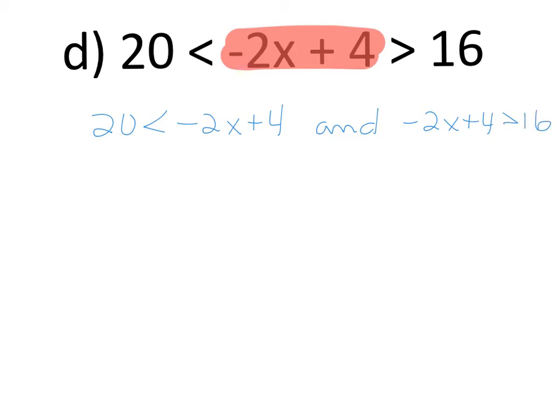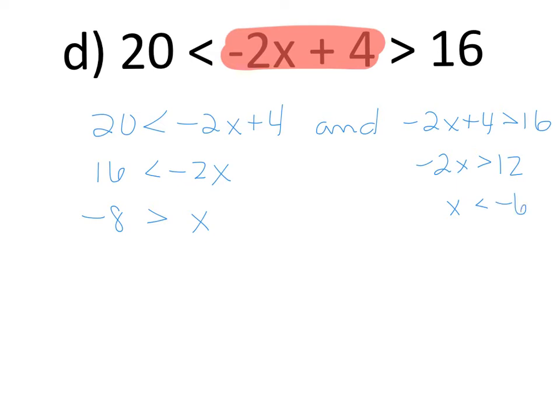Okay, so again, we're going to solve. I'm going to start by subtracting the 4 over and get 16 less than negative 2x. Now I'm going to divide by negative 2. Remember, when we divide by a negative, your inequality sign's got to flip. So I'm going to get negative 8, sign flips, x. Okay, same thing here. Subtract the 4 over and get 12. Divide by negative 2. Sign's going to flip because I'm dividing by negative, and I've got negative 6.